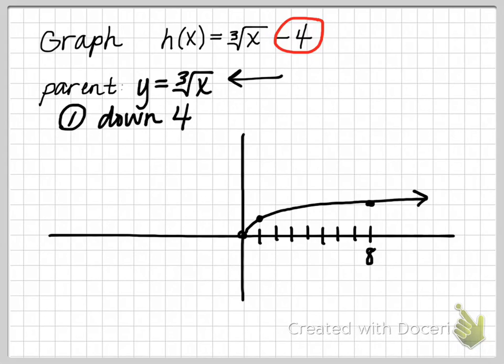But now we need to consider negative values as well. It's important to remember that because we have an odd index, and the index here, in this case a cube root, is a 3, it's okay to have negative values inside this radical. So for instance, the cube root of negative 1, we know is going to be negative 1. So we have a point down here that we can plot, negative 1, negative 1.